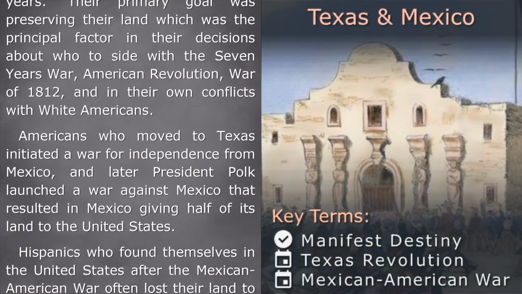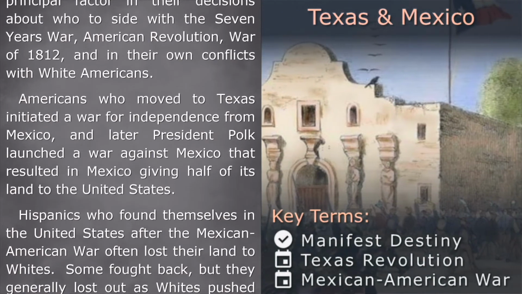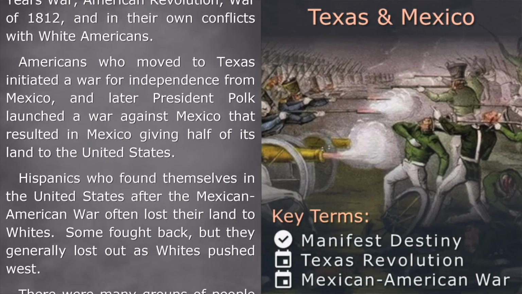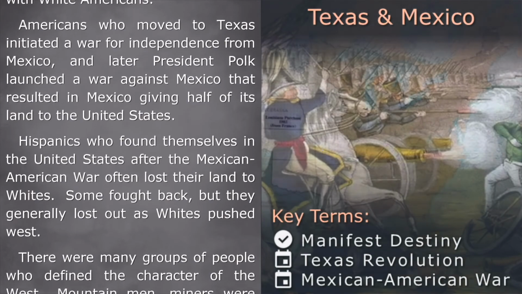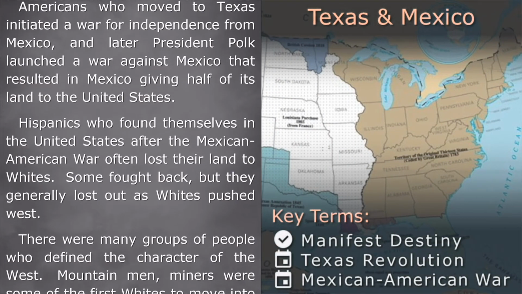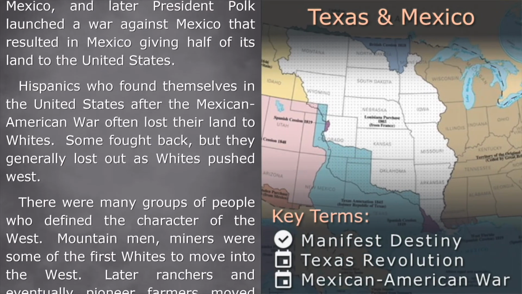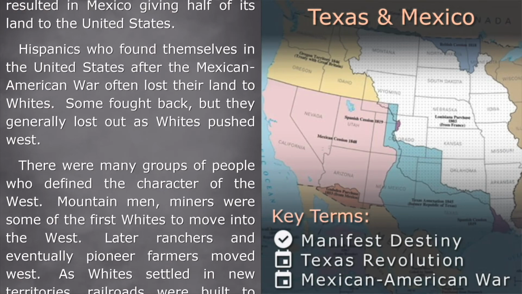Americans who moved to Texas initiated a war for independence from Mexico, and later President Polk launched a war against Mexico that resulted in Mexico giving up half its land to the United States. Hispanics who found themselves in the United States after the Mexican-American War often lost their land to whites. Some fought back, but they generally lost out as whites moved west.